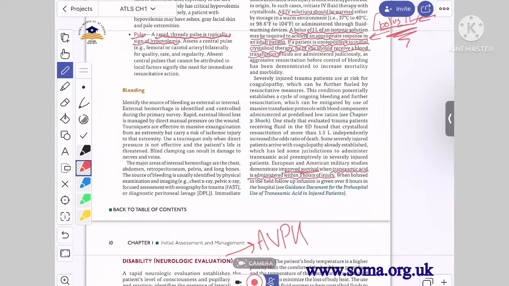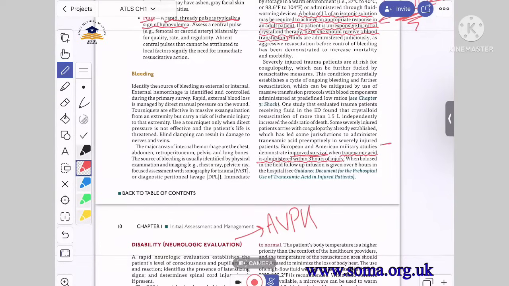Look, European and American military studies found improved survival when tranexamic acid is administered within 3 hours of injury. So there is a guideline, and we will see it later on, not in this class. In the last class, we will speak about tranexamic acid in injured patients. So I prefer to give tranexamic acid within 3 hours, as those studies said.